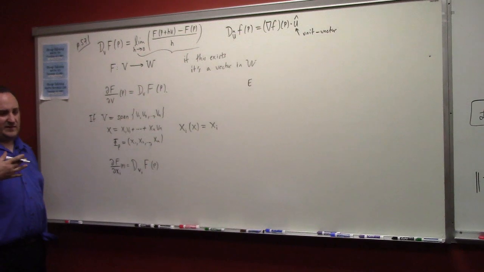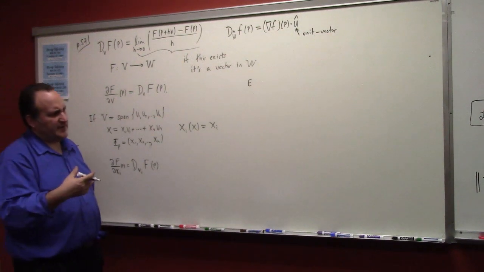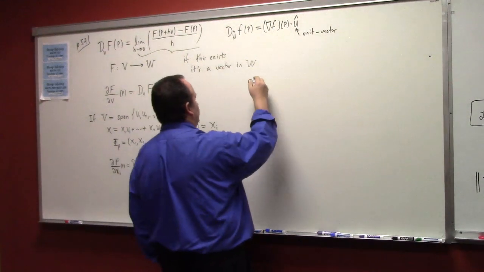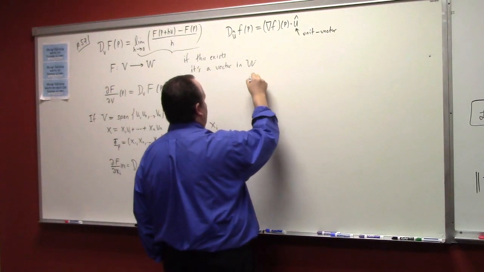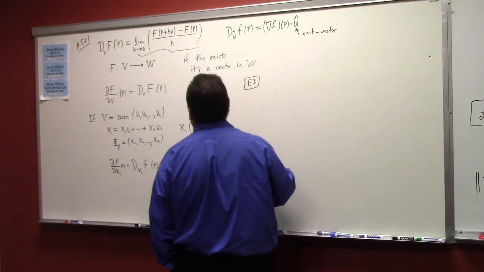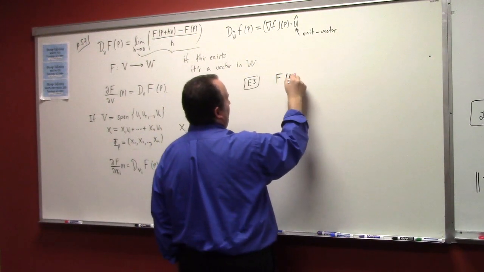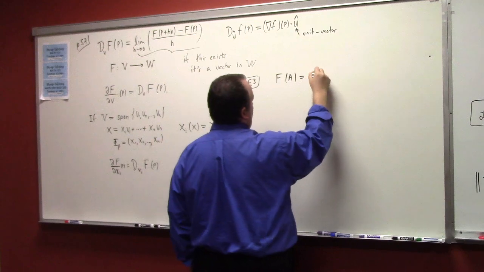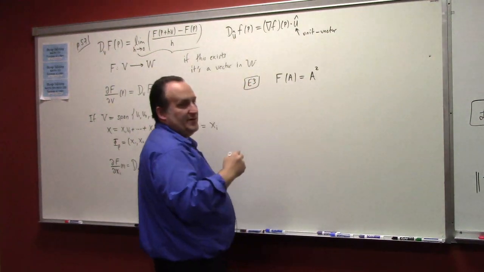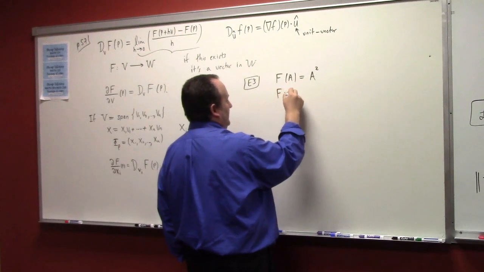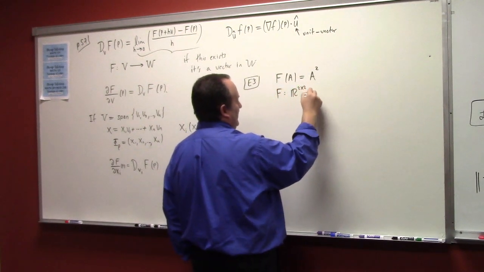Let me just try to give you an example here. Are we at example 4? 3? I don't remember. 3, okay. Let me do something pretty weird. Let's do f of A equals A squared, where here I'm looking at f as a mapping from R^(2x2) to R^(2x2), right?